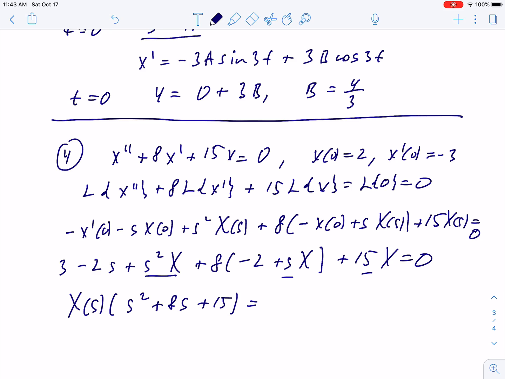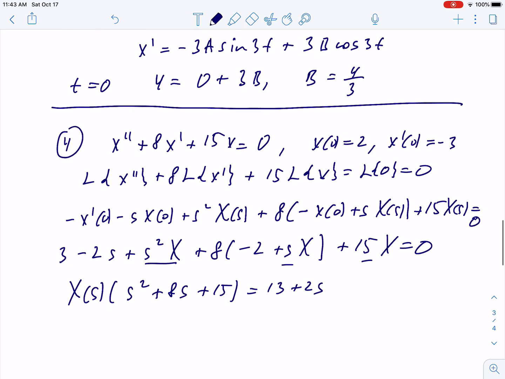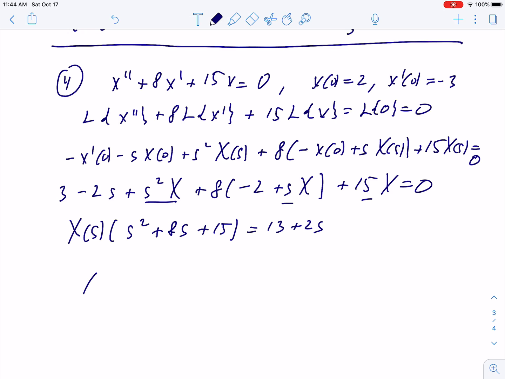On the left side this will be -13. On the right side becomes plus 13. And -2s becomes plus 2s. Solving for the big X. Big X equals, let's write this way, 2s plus 13 over s squared plus 8s plus 15. Pay attention that in the parentheses here, when you factor the big X in this denominator, you see this is exactly the characteristic polynomial.